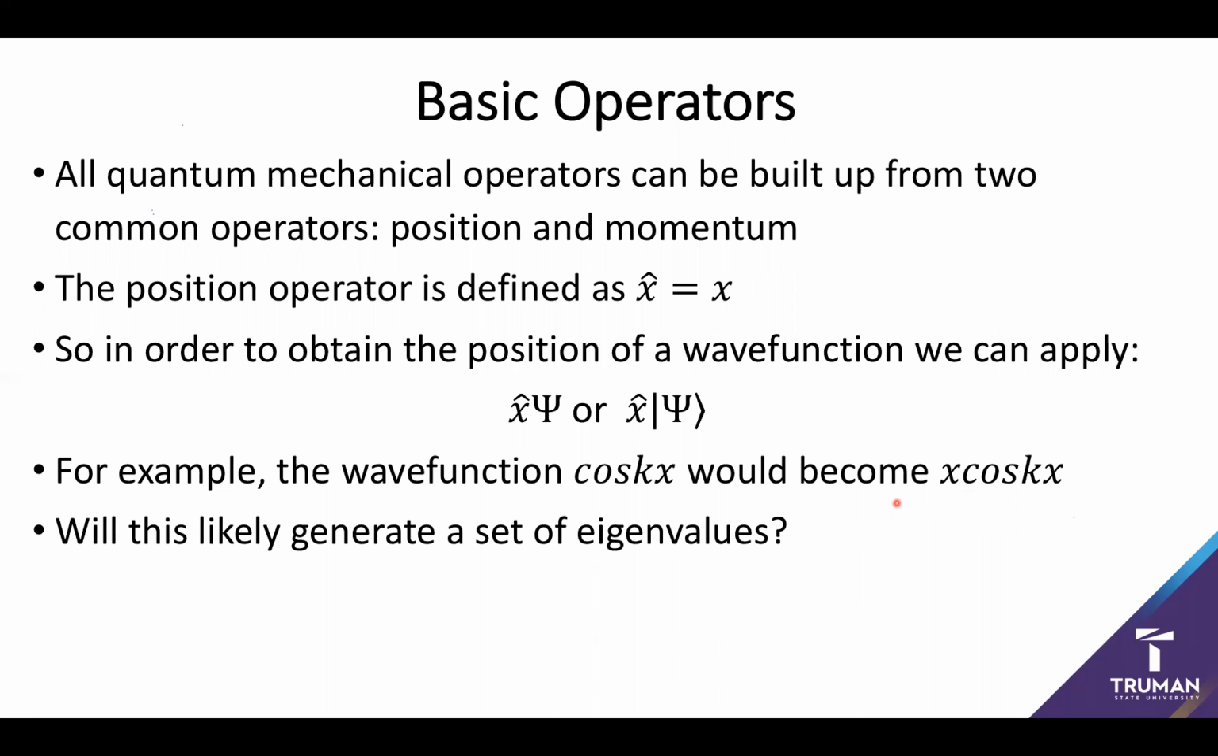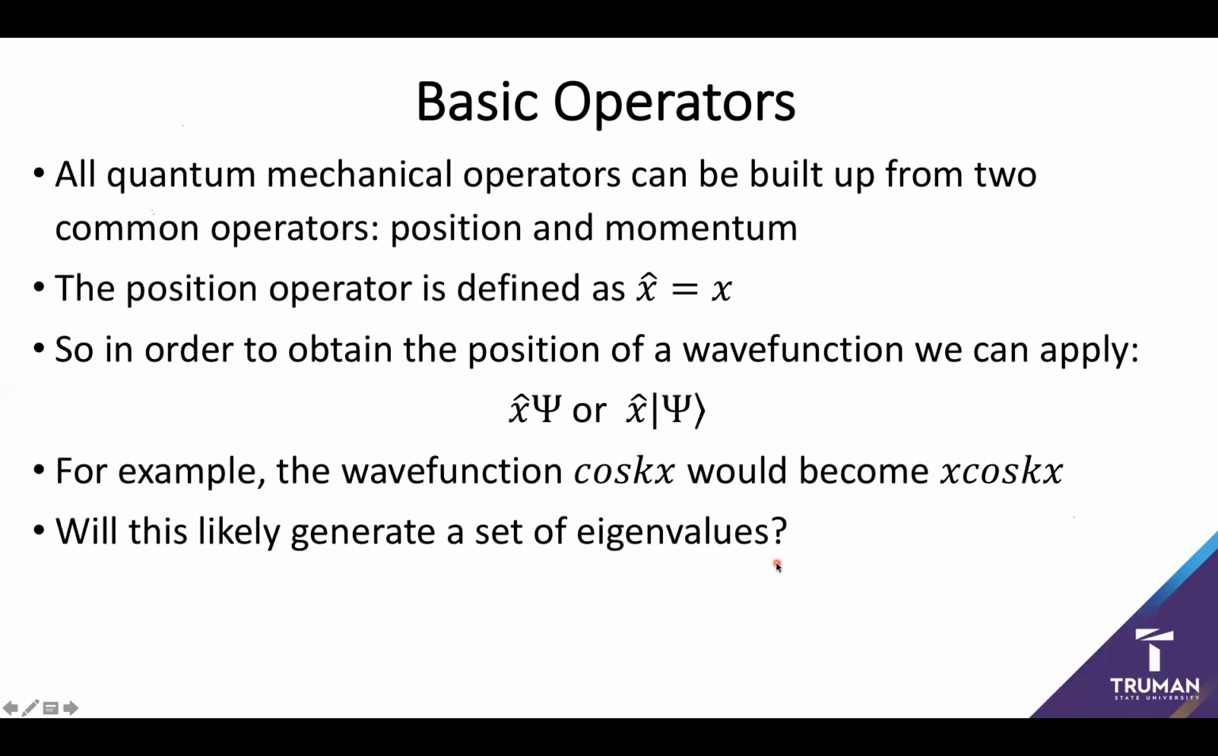Is this going to generate any set of eigenvalues? And here's where we run into the issue. In order for it to be an eigenvalue, when I multiply my wave function by my operator, I should get my wave function back and a value. Instead, I have a variable. This means, in general, the position operator doesn't actually end up producing any eigenvalues.